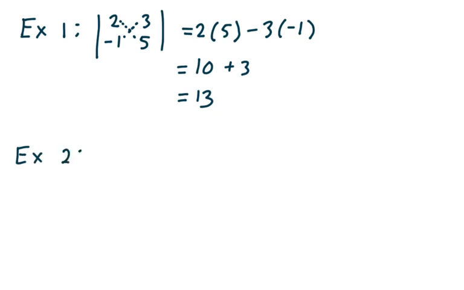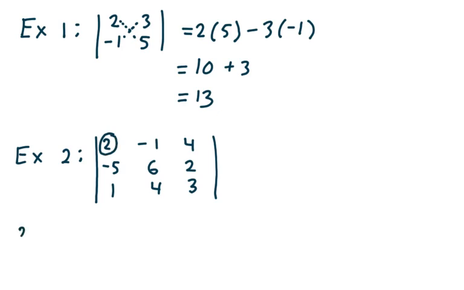Example 2. Suppose I want the determinant of a 3 by 3 matrix. This one is 2, negative 1, 4, negative 5, 6, 2, 1, 4, 3. Now, 2 is my first entry. So I'm going to eliminate the row and the column that contains the 2, and multiply by the determinant of the resulting matrix, which in this case is 6, 2, 4, 3.